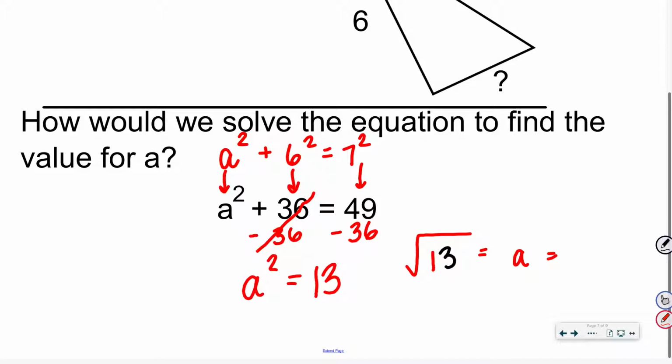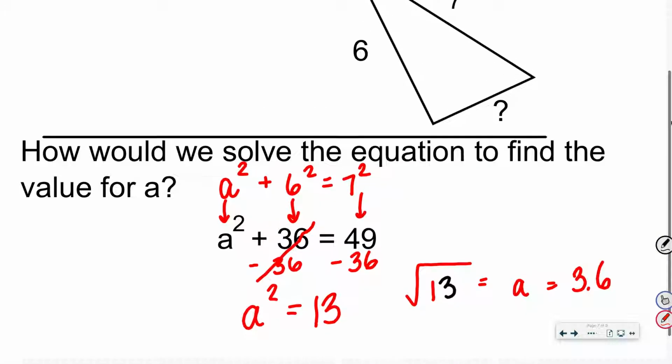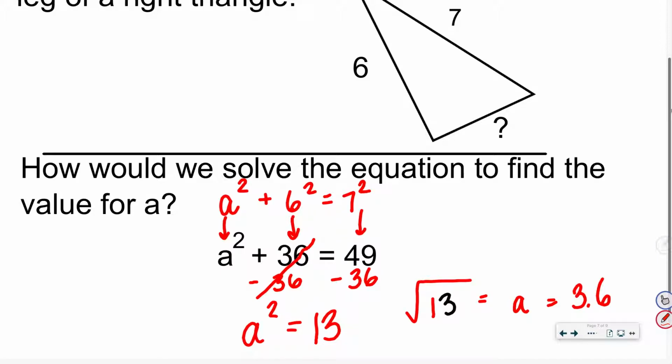3.605. You can estimate 3.6. Does that make sense? I got it right though, didn't I? You said that it had to be small. Yeah. Does this make sense?